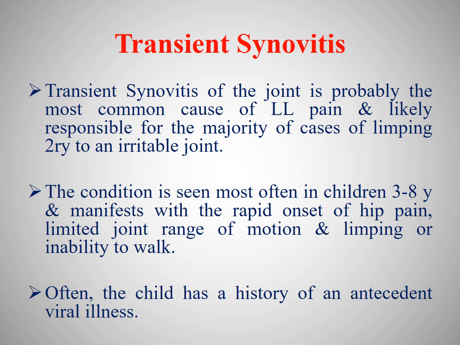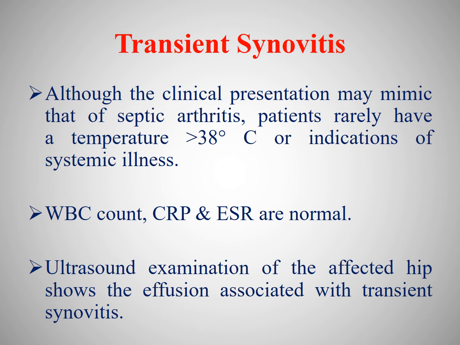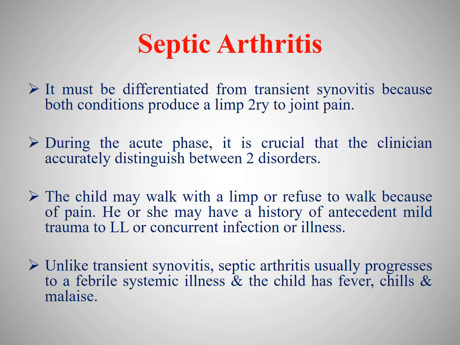The condition is seen mostly in children 3 to 8 years and manifests with rapid onset of hip pain, limited range of motion, limping, or inability to walk. Often the child has a history of an antecedent viral illness. Although the clinical presentation may mimic that of septic arthritis, patients rarely have a temperature more than 38 or indication of systemic illness, while blood cell count, CRP, and ESR are all normal. It is not infection. Ultrasound examination of the affected hip shows the effusion associated with transient synovitis.